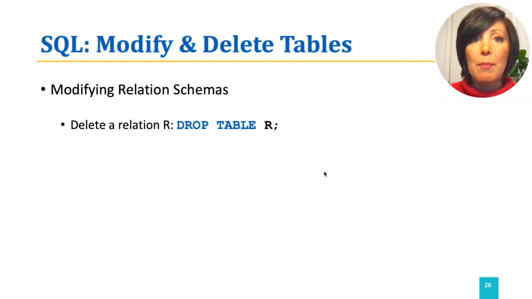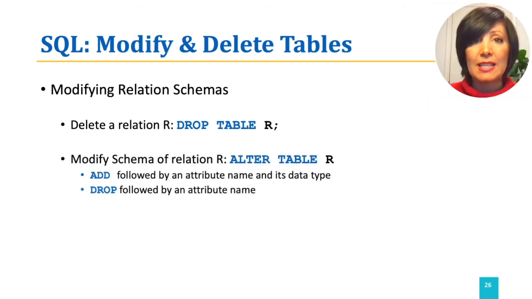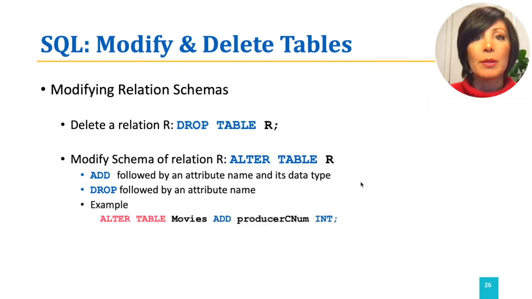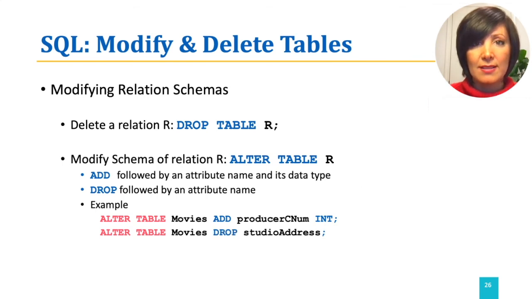Alter table modifies the structure of an existing table. This could be used to add or remove an attribute. For example, alter table movies add producer CNAME int adds an attribute named producer CNAME to the attributes of table movies. And alter table movies drop studio address removes the attribute studio address and all of its associated data from the attributes of the table movies.